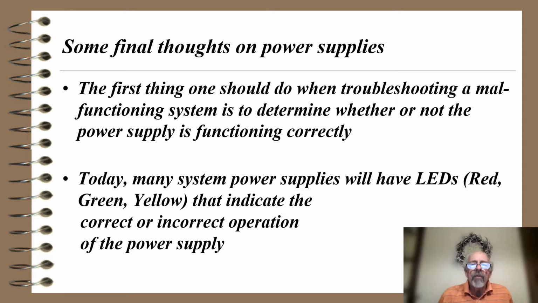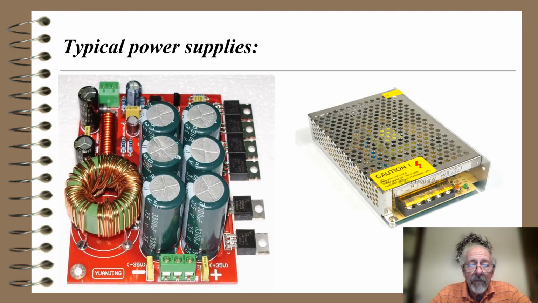Some final thoughts on power supplies. The first thing one should do when troubleshooting a malfunctioning system is to determine whether or not the power supply is functioning correctly. Today, many system power supplies will have LEDs that indicate their operation. These LEDs could be red, green, or yellow, that indicate the correct or incorrect operation of the power supply, with green being correct operation and red being a fault.